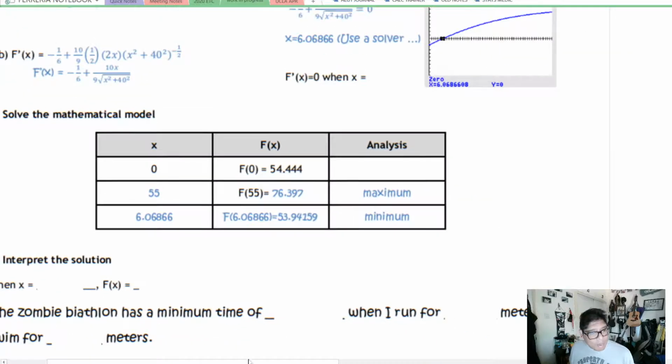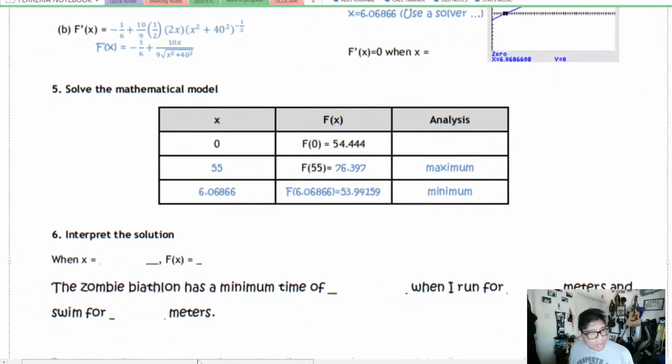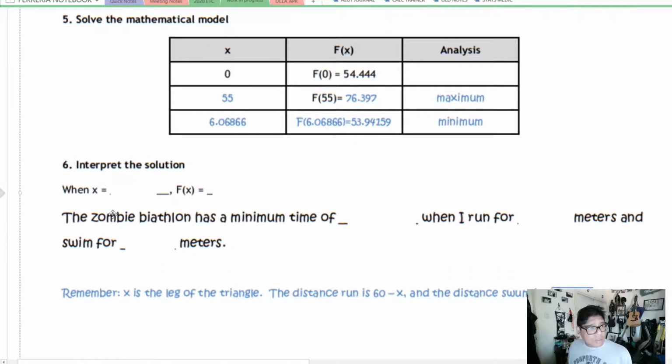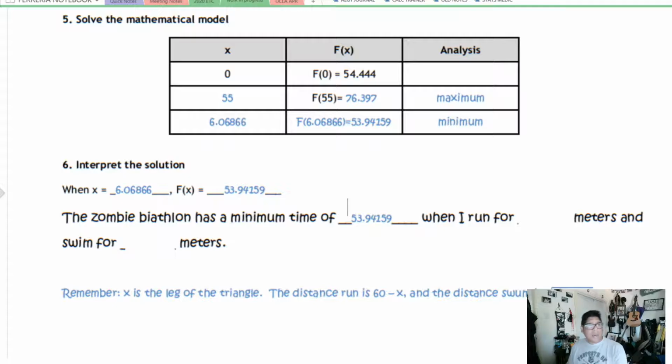Let's zoom out again, get a bigger picture of what's going on, and let's start answering some questions. Let's interpret the solution when x is equal to that 6.066. F of x is going to be equal to 53. Okay, so the zombie biathlon will have a minimum time, and let's remember that f of x is the minimum time, so the minimum time is going to be that 53.941. Now, if the time is 53 and x is 6.06, how far did you run?